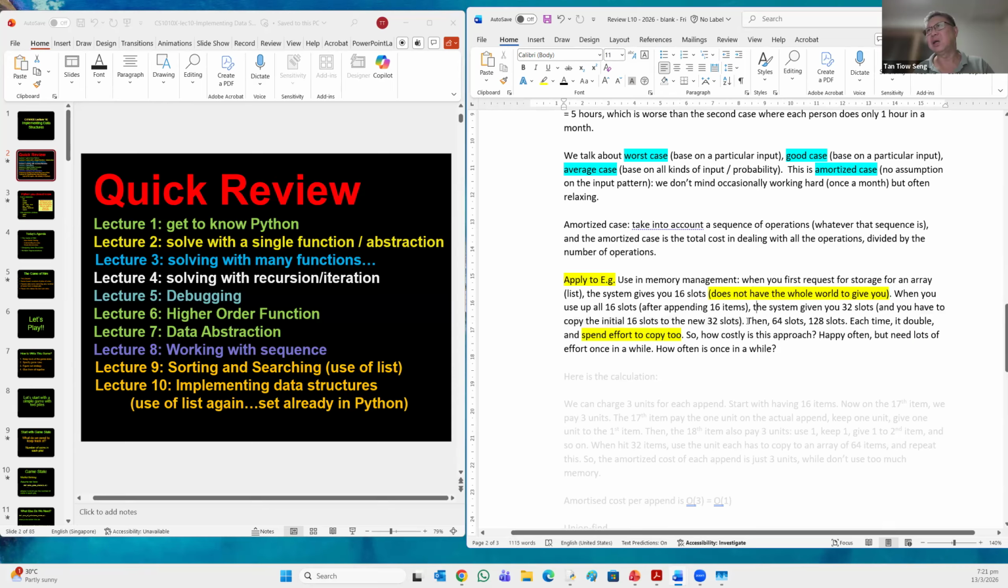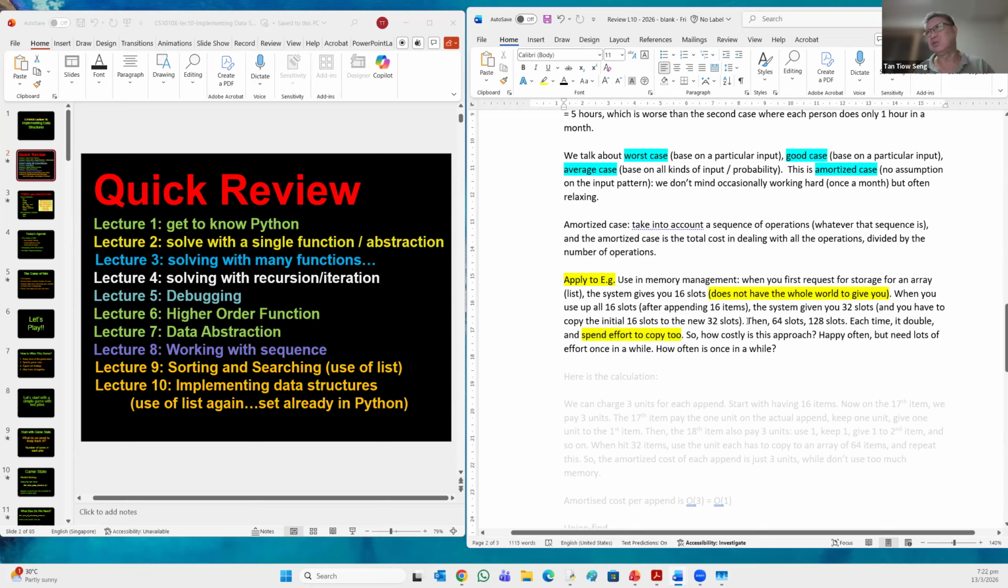So you see that the moment you hit the 17th item, you've got no choice. You have to pay the price of copying the 16 slots to the new location. But as you will see shortly, this doesn't hurt you actually. In the long run, in an amortized sense, you are not paying a lot. Then it repeats the story. If you have 32 slots used up, then what happens?